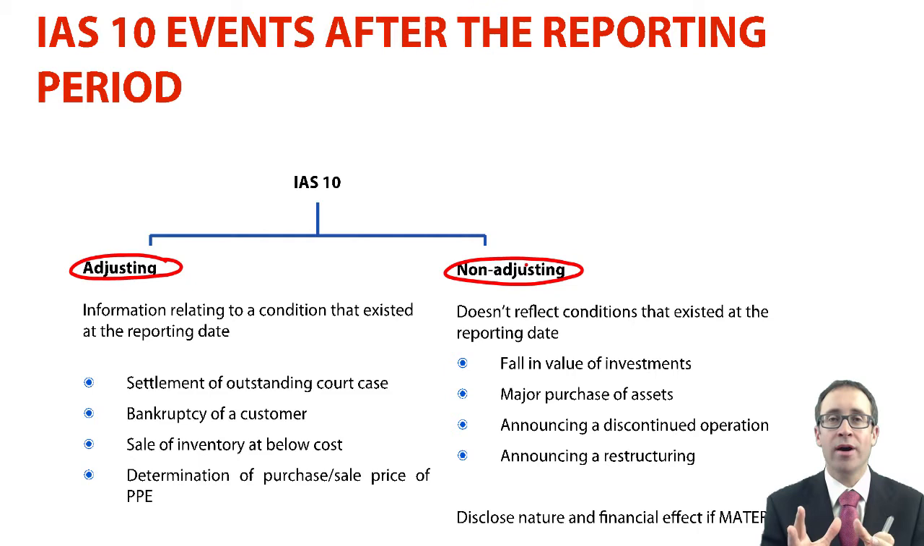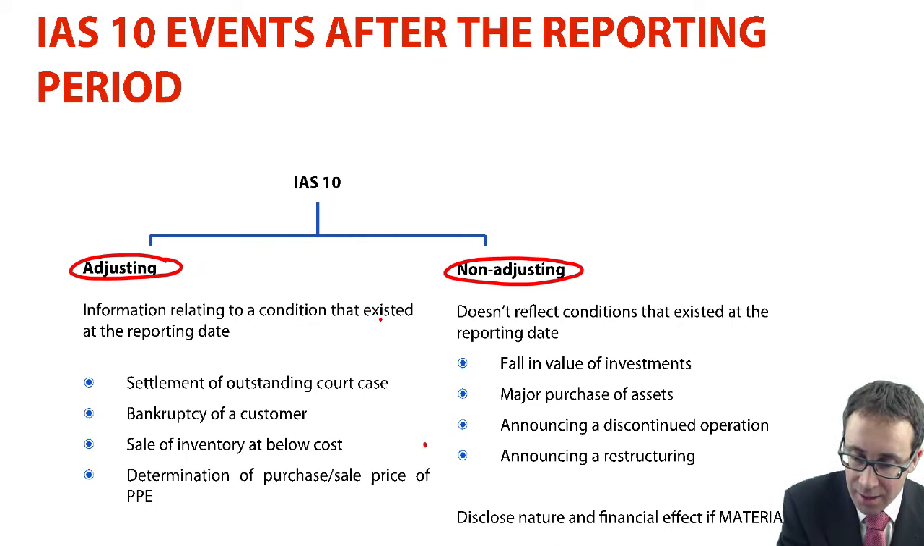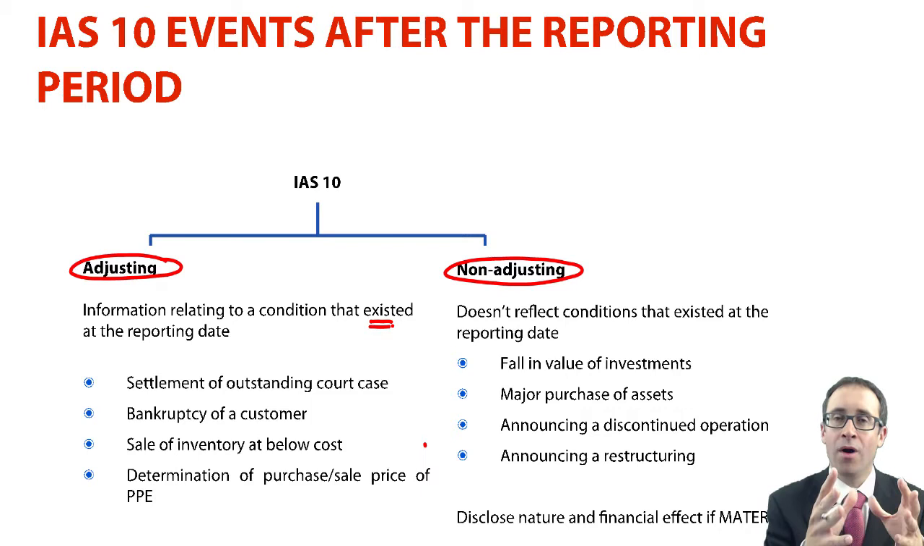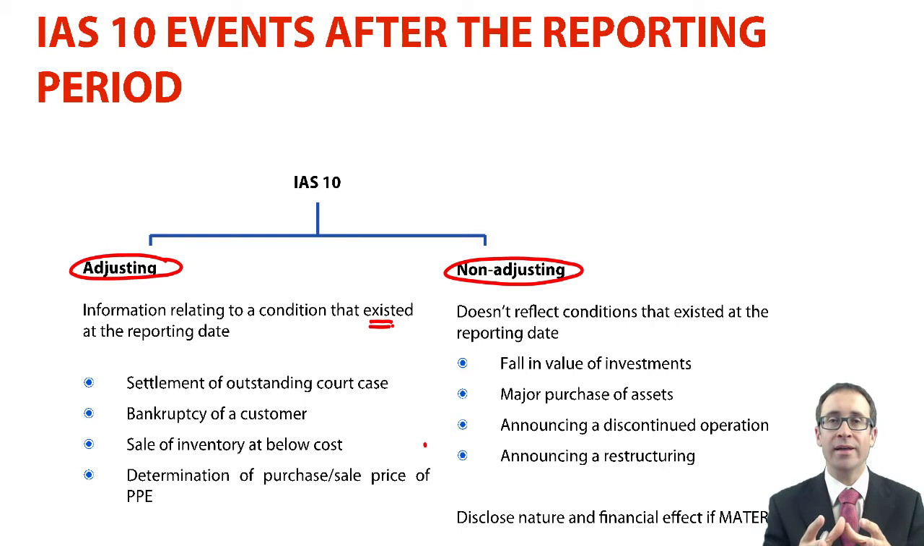The key criteria is that an adjusting event gives you additional information about a condition that existed at the reporting date. If that condition did not exist at the reporting date, then whatever happens subsequently is a non-adjusting event. So the key aspect is to look at what happened at the reporting date, and whether something has happened subsequently that allows us to update our knowledge about what was in existence at the reporting date. If it does, we adjust for it. If the condition did not exist, then we make no adjustment whatsoever.